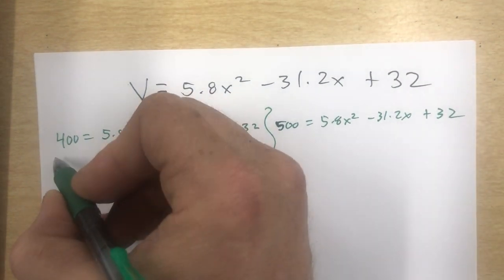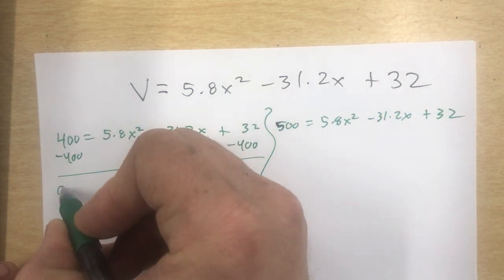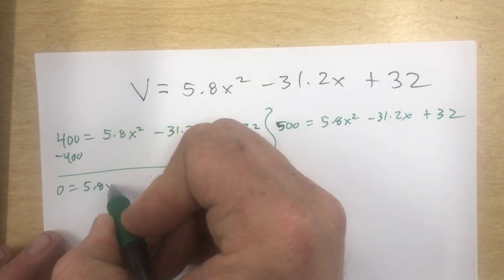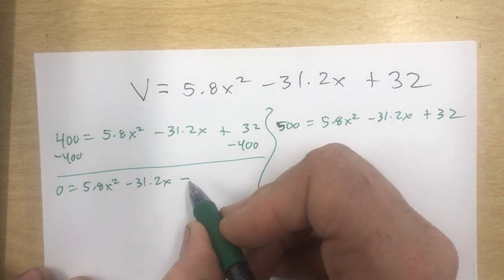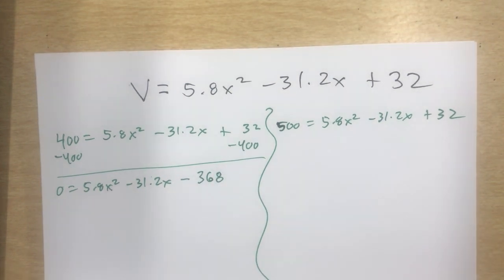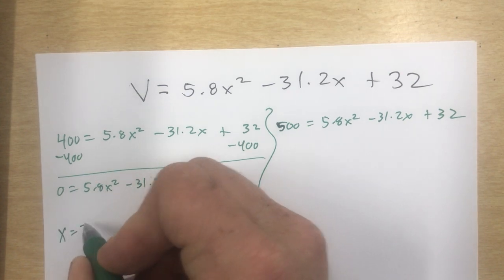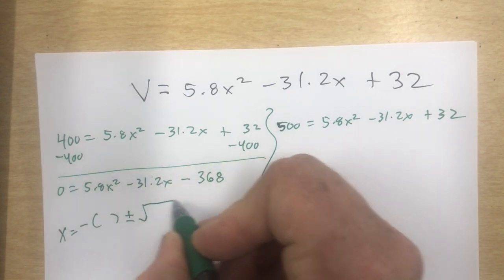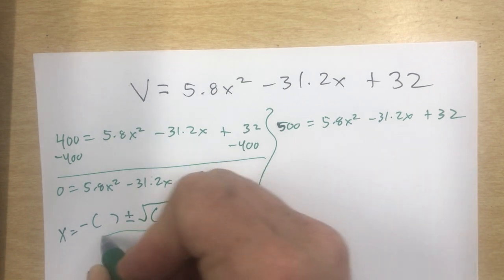Okay, so we have to minus 400 on both sides. We just did this on the previous problem. So we have 0 equals 5.8x squared minus 31.2x, and that's going to be minus 368. Okay, and I'm going to do the quadratic formula. X equals negative b plus or minus the square root b squared minus 4ac all over 2a.